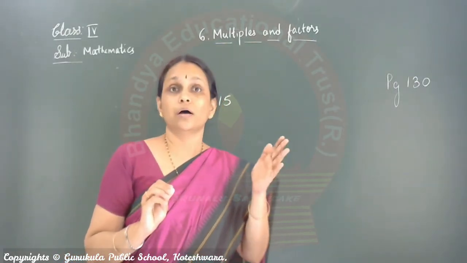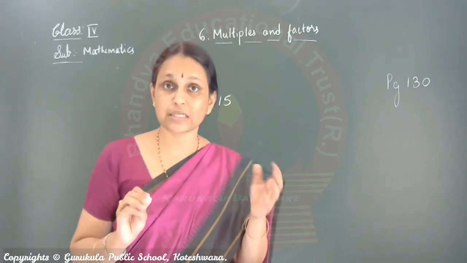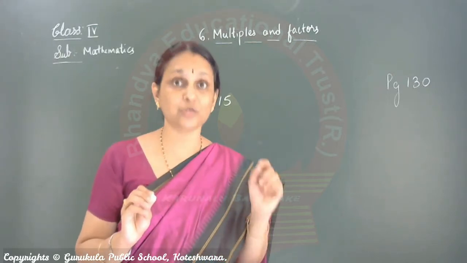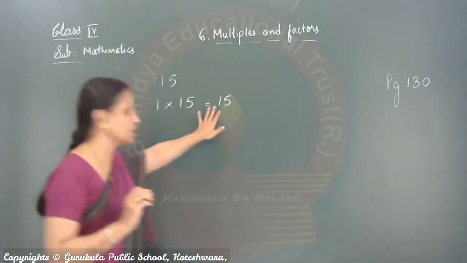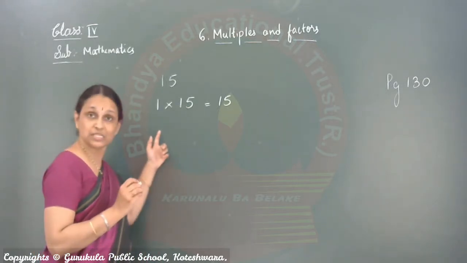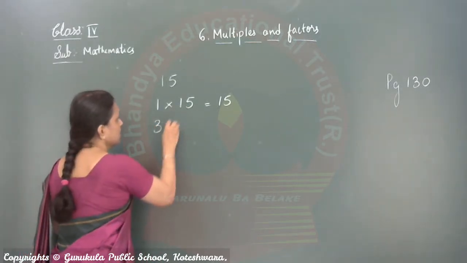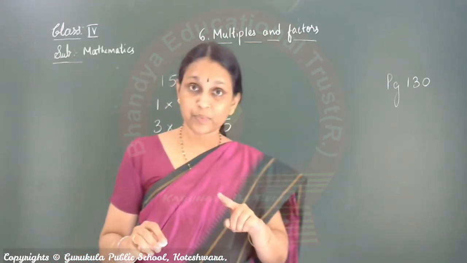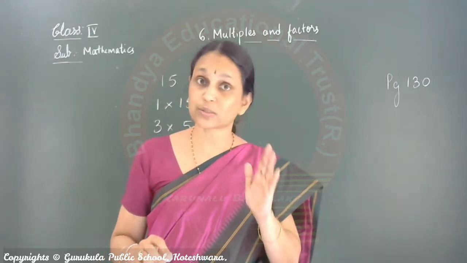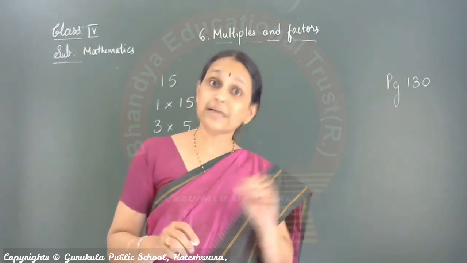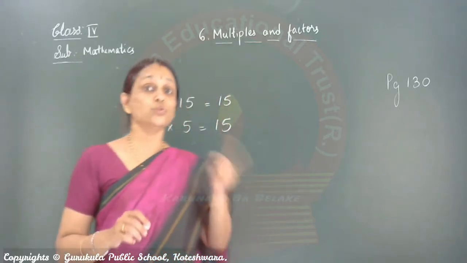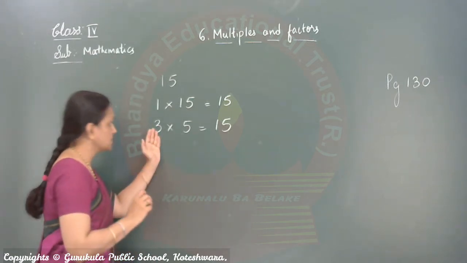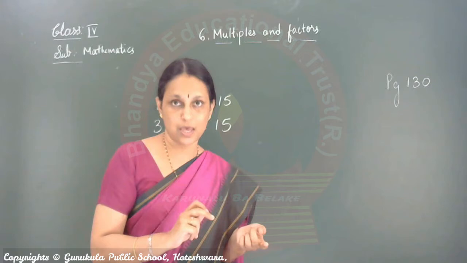2 1s are 2, 2 2s are 4, 2 3s are 6, 2 4s are 8, 2 5s are 10, 2 6s are 12, 2 7s are 14, 2 8s are 16. So 15 is not there in the 2 tables. In the 3 tables, is it there? Yes. 3 5s are 15. In the 4 tables, is it there? 4 1s are 4; 4 4s are 16. Not there. In the 5 tables, is it there? Yes. 5 3s are 15, but it is repeated. You can stop here, because 5 3s and 3 5s are one and the same.